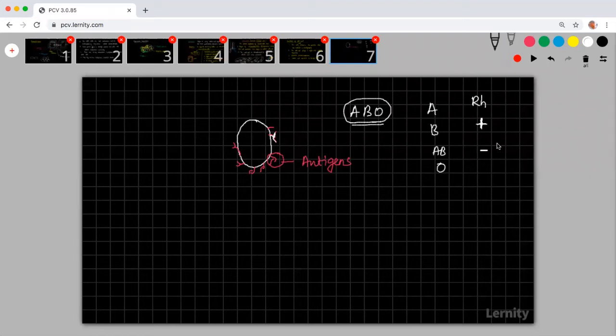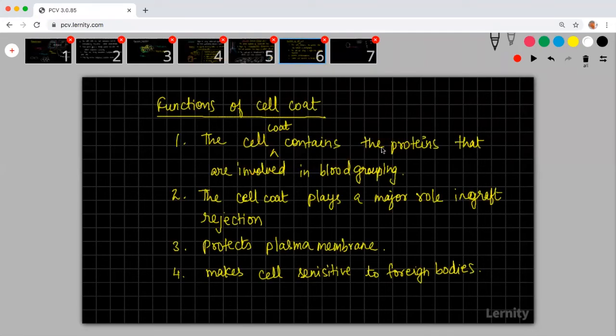So basically, if someone else's blood is going to be given to you, it will try to differentiate. These cell structures are very important in blood grouping. So what is deciding the blood group? The blood group is decided by antigens present in the cell coat. So this is the first thing.